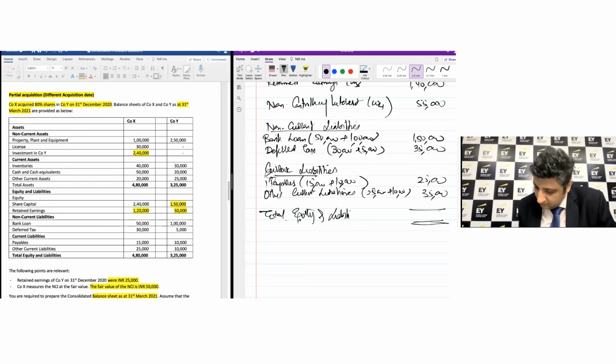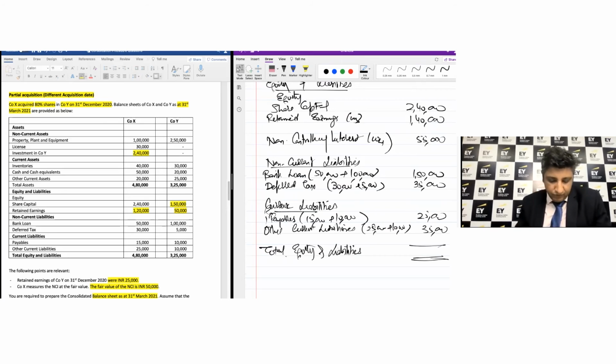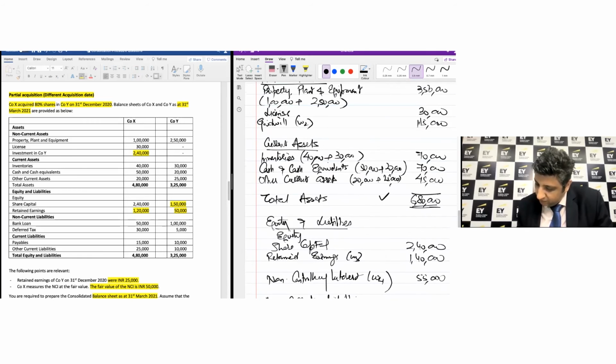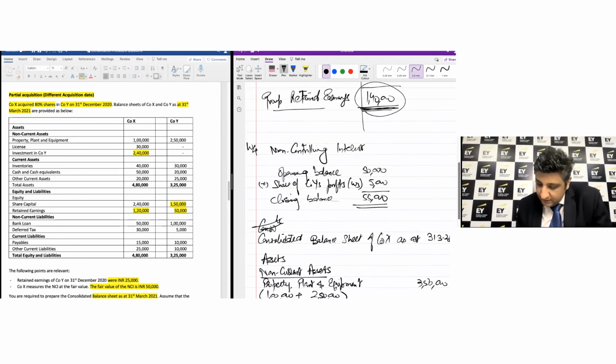And now we can simply do the total equity and liabilities calculation. Now this would be 240 plus 140 plus 150 plus 35 plus 25 plus 35 plus, of course, that 55 remaining. That gives us 6,80,000. So that is something that we wanted to match, and it certainly matches as far as the total assets amount is concerned.